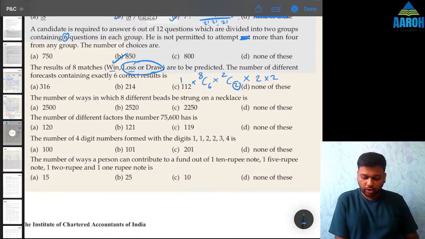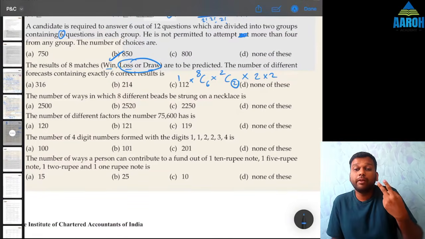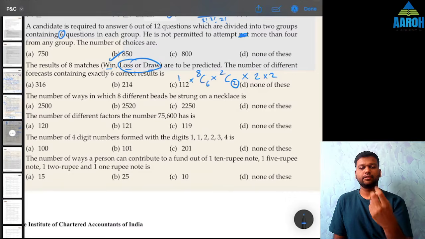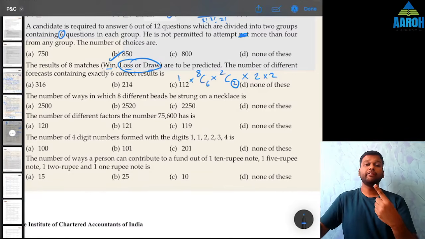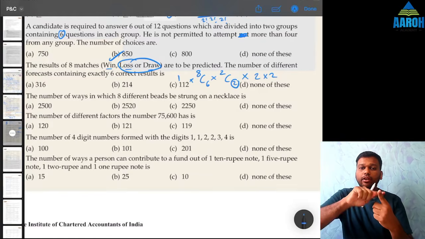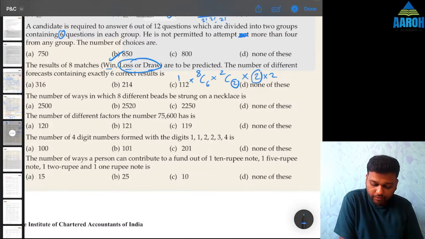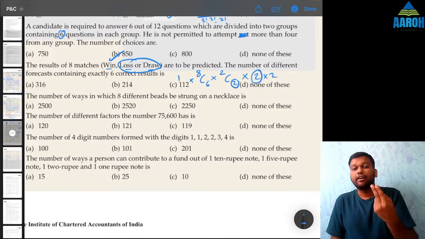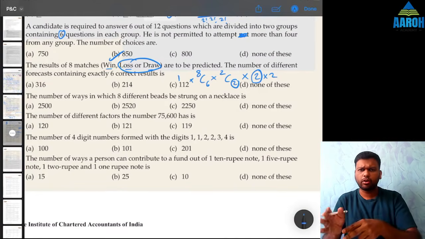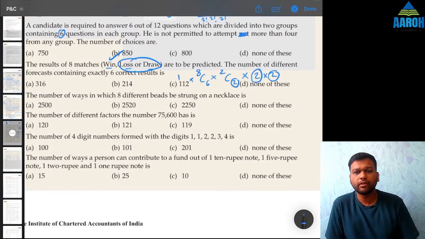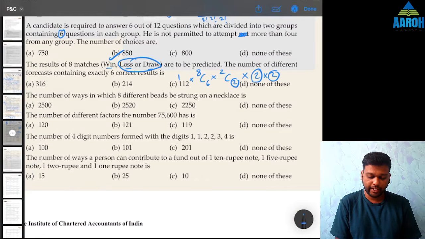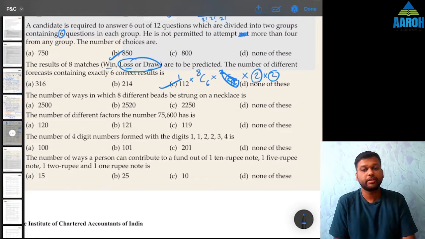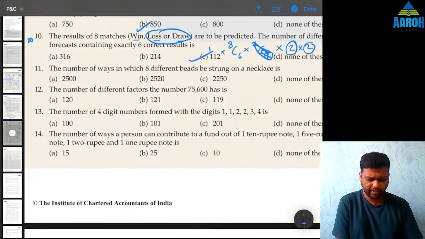And remaining 2 have to be wrong. So 2c2. But wrong can be in 2 ways. So of those 2 matches, okay, 2 matches where you are wrong. Let's take first match. Let us say you predicted win. But match can be either loss or draw. So there are 2 ways for you to be wrong. And for second match also, match can be either loss or draw. So again, there are 2 ways for you to be wrong. So what will be the answer here? 8c6 is 8 into 7 by 2. That is 28. This is 1. So into 2, that is 112. Option C. Okay, good question, different question.